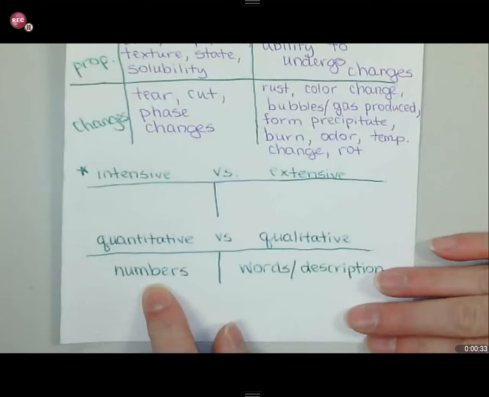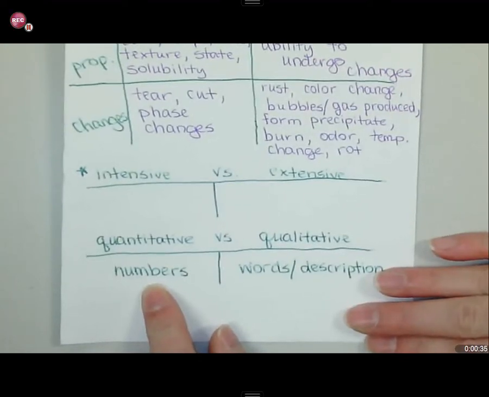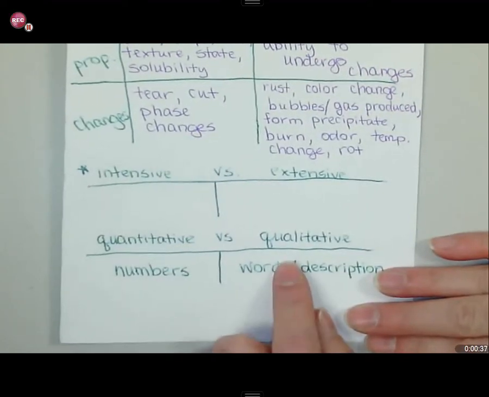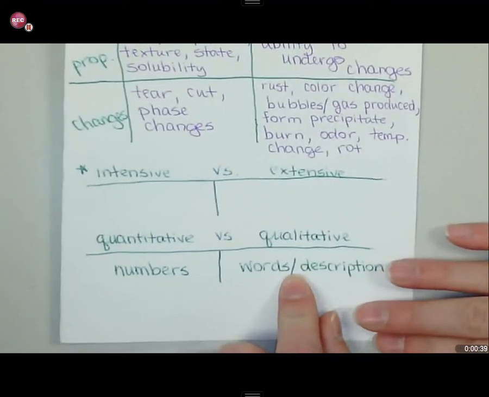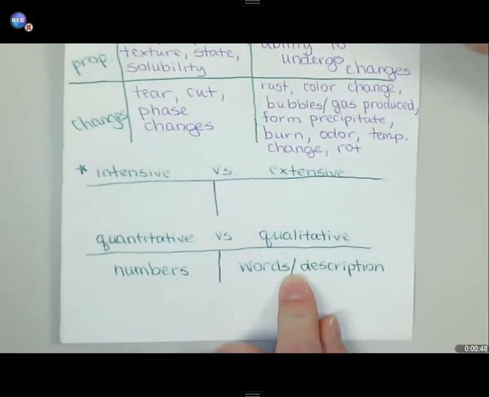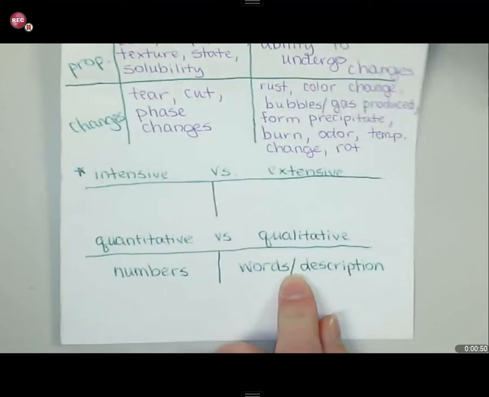Quantitative is like the word quantity, and quantity means amount, which means numbers. Qualitative is like the word quality. It's words or descriptions, okay? So go ahead and pause the video now and make sure that you get this down into your midterm review book, because remember, this is what you can use on your midterm.